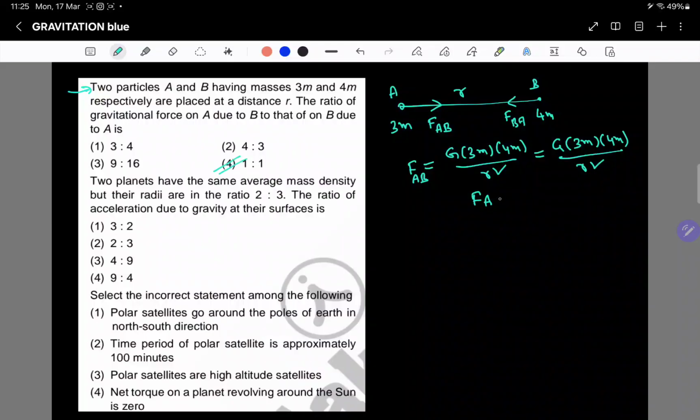So force on A due to B equals force on B due to A in magnitude. Magnitude same but direction opposite, students. Vectors direction opposite.